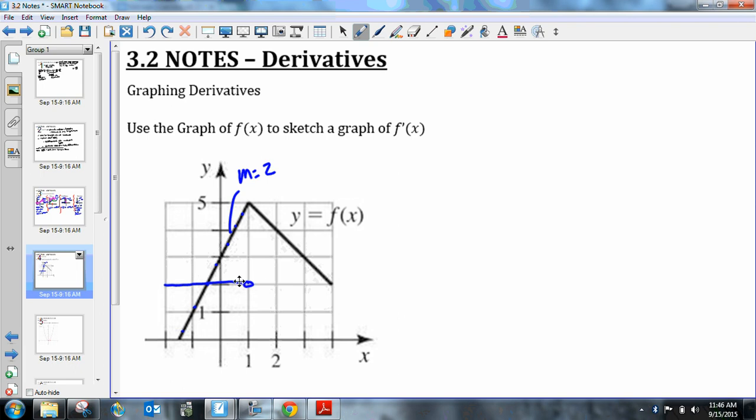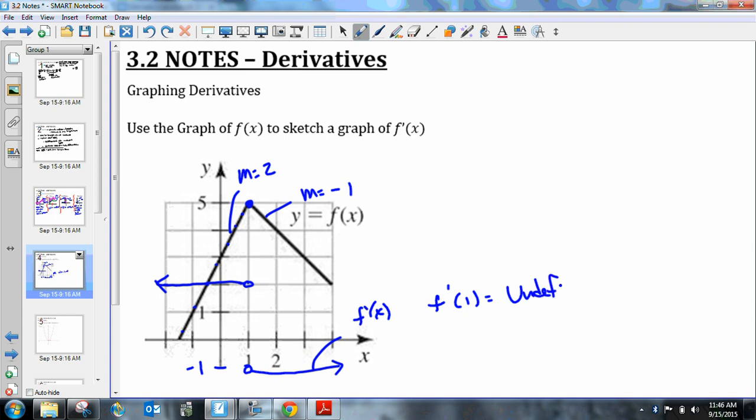Now here's the problem. What's happening at 1? This is a corner. This is not differentiable here because we switched derivatives. The other thing I want to do is ask, what's the slope of this line? The slope of this line is -1. So I go down here to -1, and I plot that graph at -1. So this is what it means, and this function would be f prime of x. Let me ask the question, what's f prime of 1? Nothing. It's undefined. That's what it means to be non-differentiable.